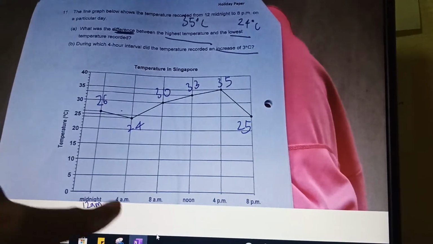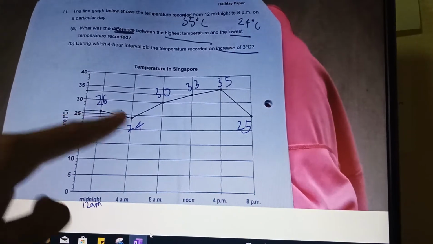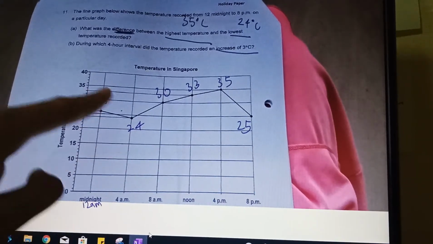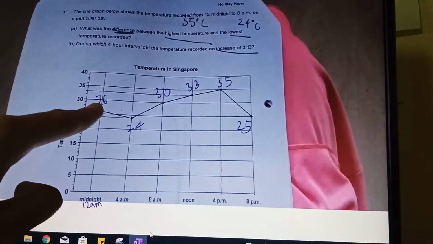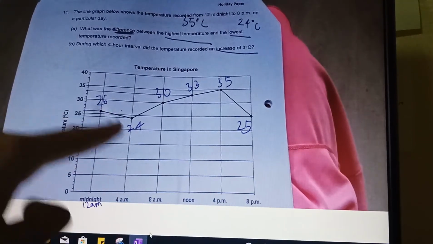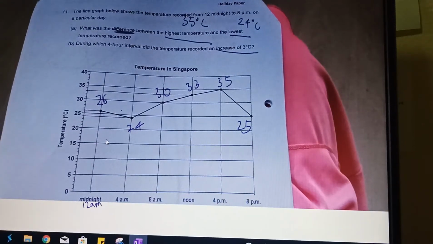So from 12 a.m. to 4 a.m., from 26 to 24, there's an increase or decrease. From 26 to 24, there's actually a decrease, right? 26 is bigger than 24, so it dropped. It dropped by how many? 26 minus 24. It dropped by 2 degrees.